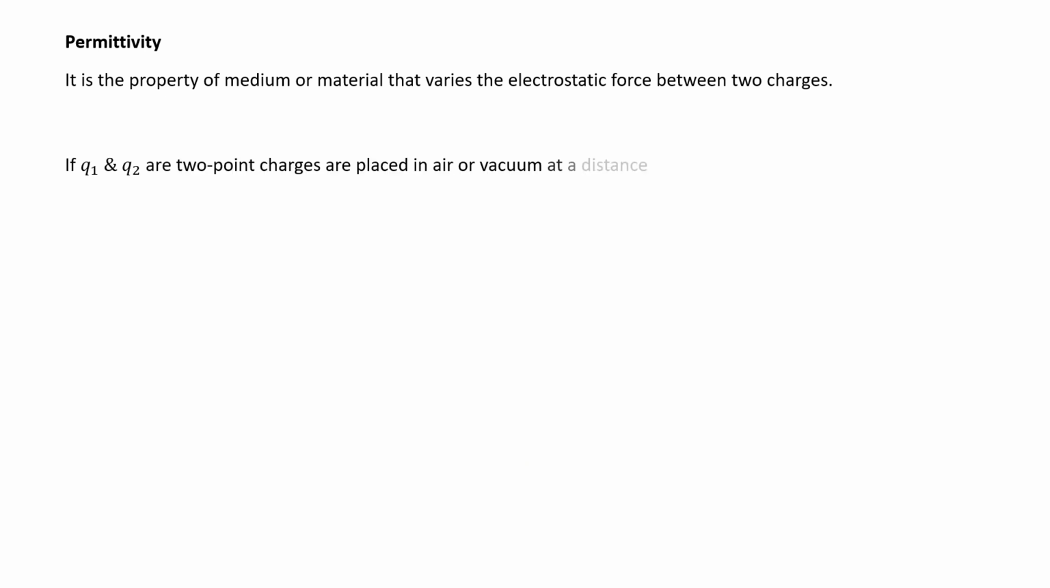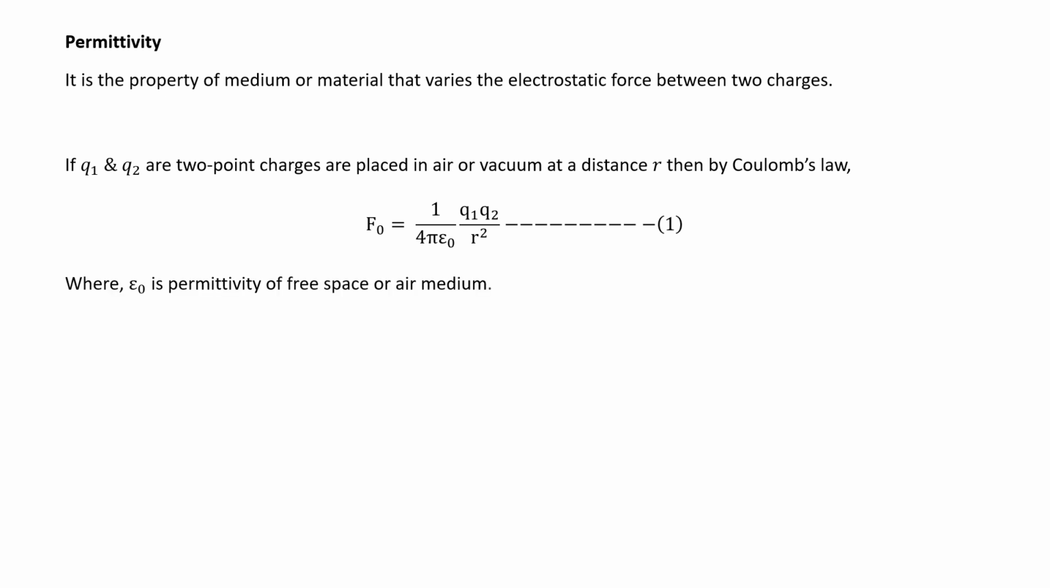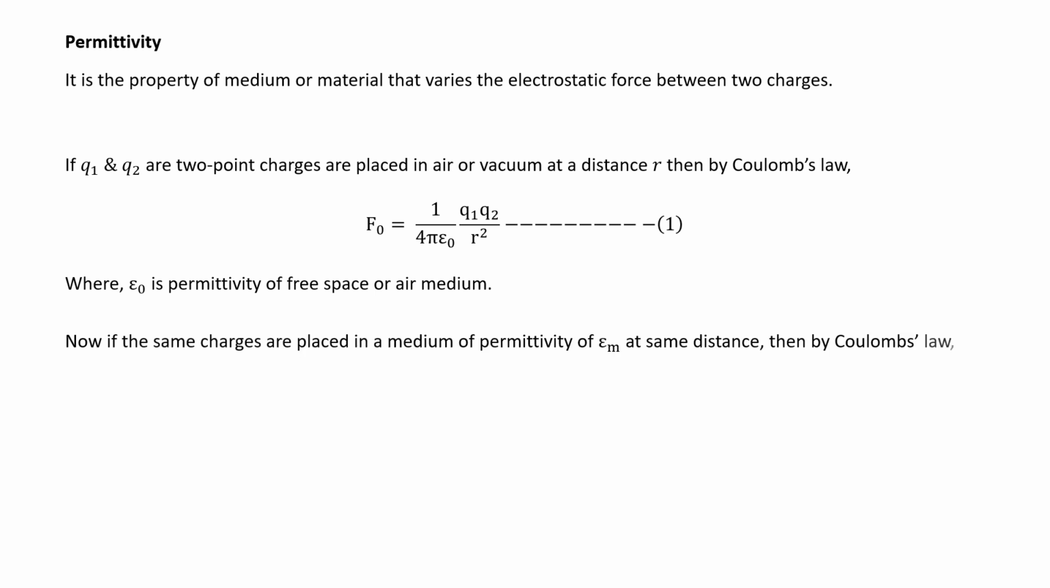If Q1 and Q2 are two point charges placed in vacuum at a distance r, then by Coulomb's law we know the force in vacuum or air. If the same charges, instead of vacuum or air, are placed in a medium with permittivity epsilon m, what will happen? Everything is the same, only the medium is changed. Now the force becomes this.